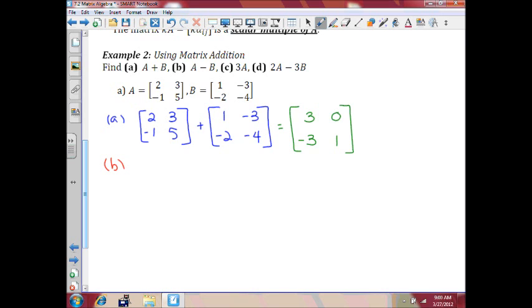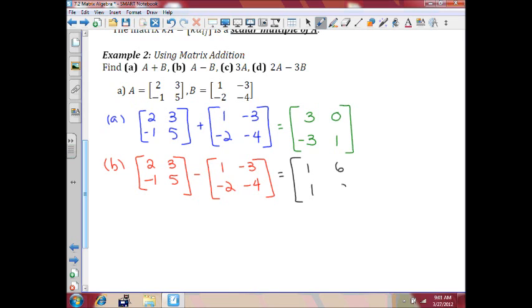For part B, we're going to take a minus b. So we're going to have the same matrices in the same order, and we're actually going to subtract these. We take 2 minus 1, which is 1. 3 minus negative 3, which turns into 3 plus 3, that's 6. Negative 1 minus negative 2 turns into negative 1 plus 2, which is 1. 5 minus negative 4, which is 9.